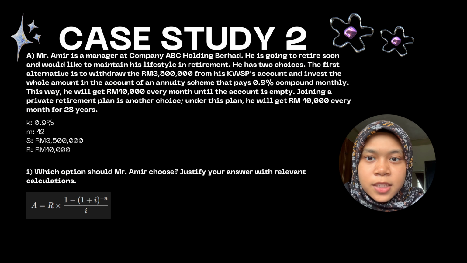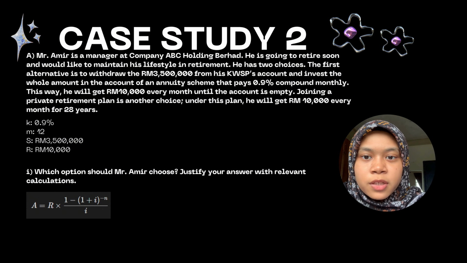Joining a private retirement plan is another choice. Under this plan, he will get 10,000 ringgit every month for 28 years. So the K is 0.9%, M is 12, S is 3,500,000 ringgit, R is 10,000 ringgit. So the first question is which option should Mr. Ami choose? Justify your answer with calculation.